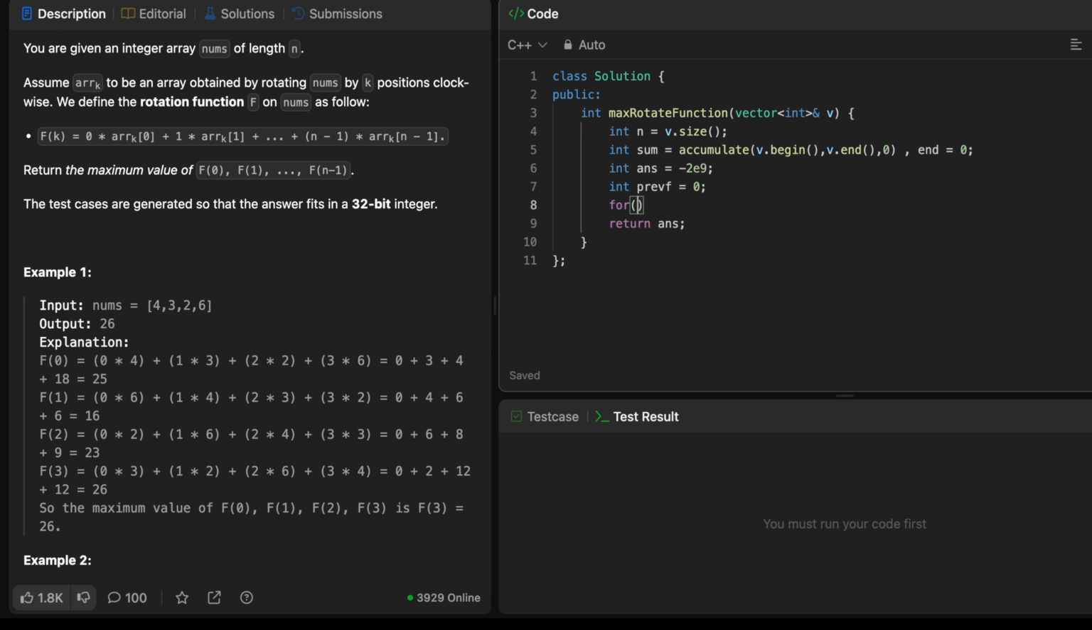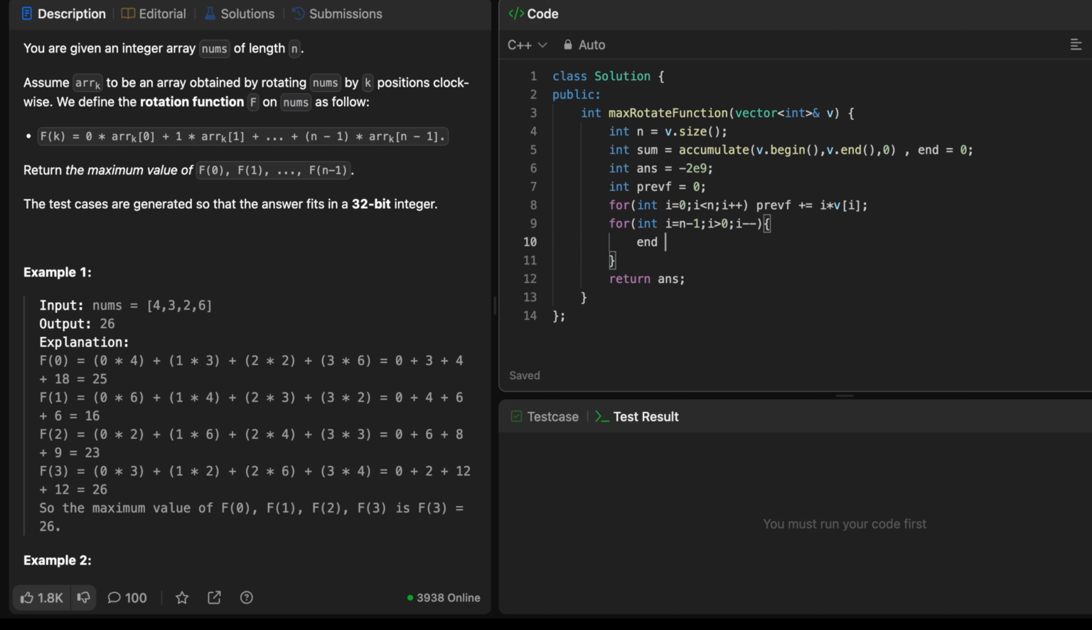Prev f: we first find the value of f of 0 and store it in prev f. Then we start looping from the n minus 1 index, and we only need to go till index 1, because index 0 represents f of 0. We don't need to do that again.